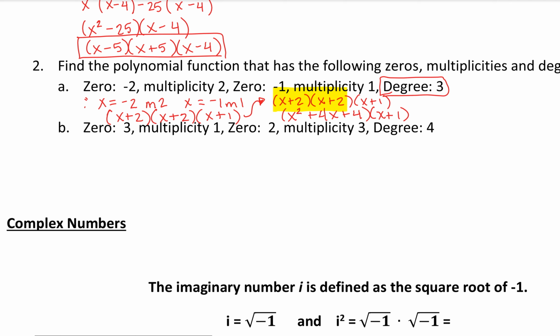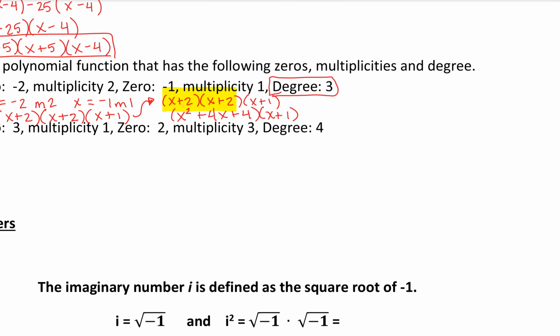Now, anytime I'm doing trinomial multiplication, I like to use the box method. It is one of the easiest ones to keep up with and keep track of your math. So I'm going to create a box. All right, so I'm going to put my trinomial up top. I get an x squared, a positive 4x, and a positive 4. I keep the signs with the number. And then I have an x plus 1.